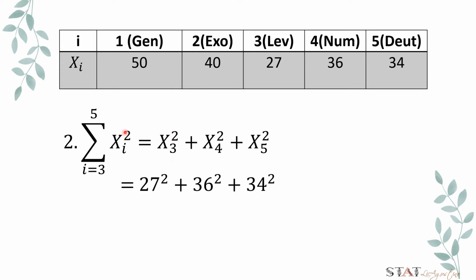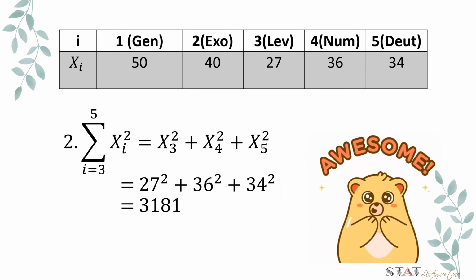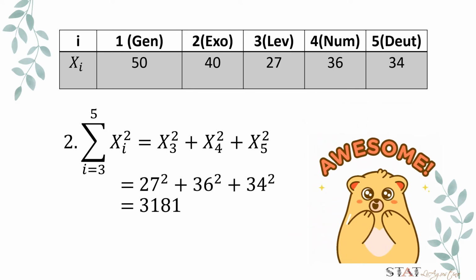Here, the squared is not the index, okay? It is the square, and i only here is our index. So let's start from 3 as our lower limit: 27 squared, 36 squared, 34 squared. Using your calculator or your computation, you can get 3,181. If you computed it yourself and got it, then that's awesome.